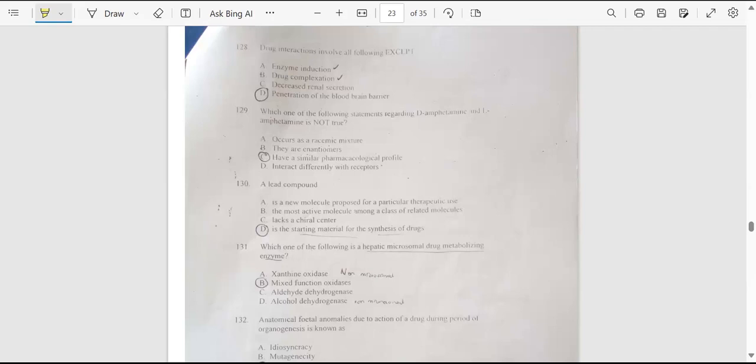They have similar pharmacological profiles. Do they really? Which one has the psychotropic effects? Is it D or L? I'm checking. I think Divya is saying, we're on question 129, Divya.